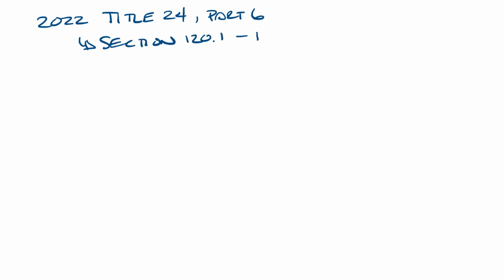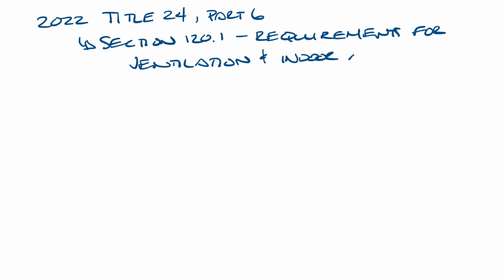The ventilation requirements of the 2022 Title 24 Part 6 Code is covered under Section 120.1, Requirements for Ventilation and Indoor Air Quality. Just like ASHRAE 62.1, this section of the code covers more than just ventilation air, but I'm just going to discuss minimum ventilation air requirements today. We'll come back later to discuss other parts of the code because some of them need some pre-discussion of other topics before we go into it.